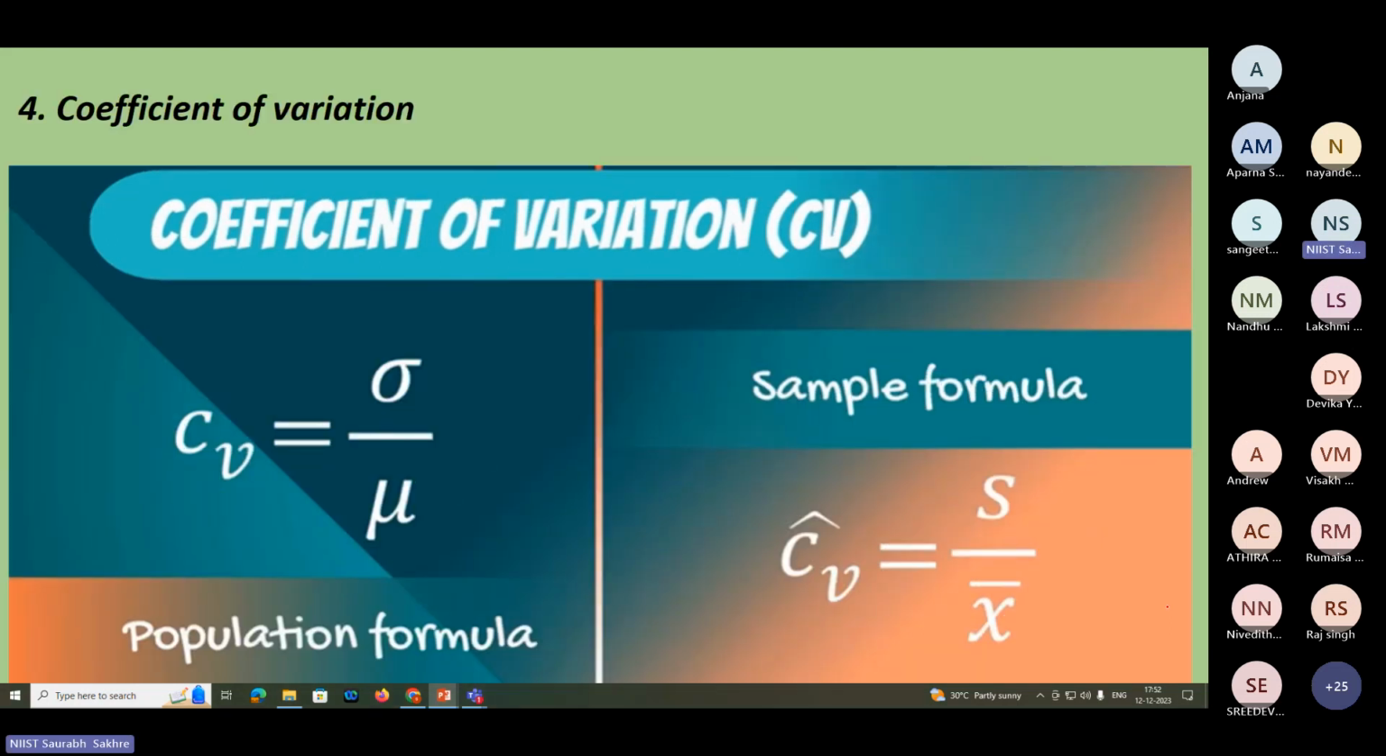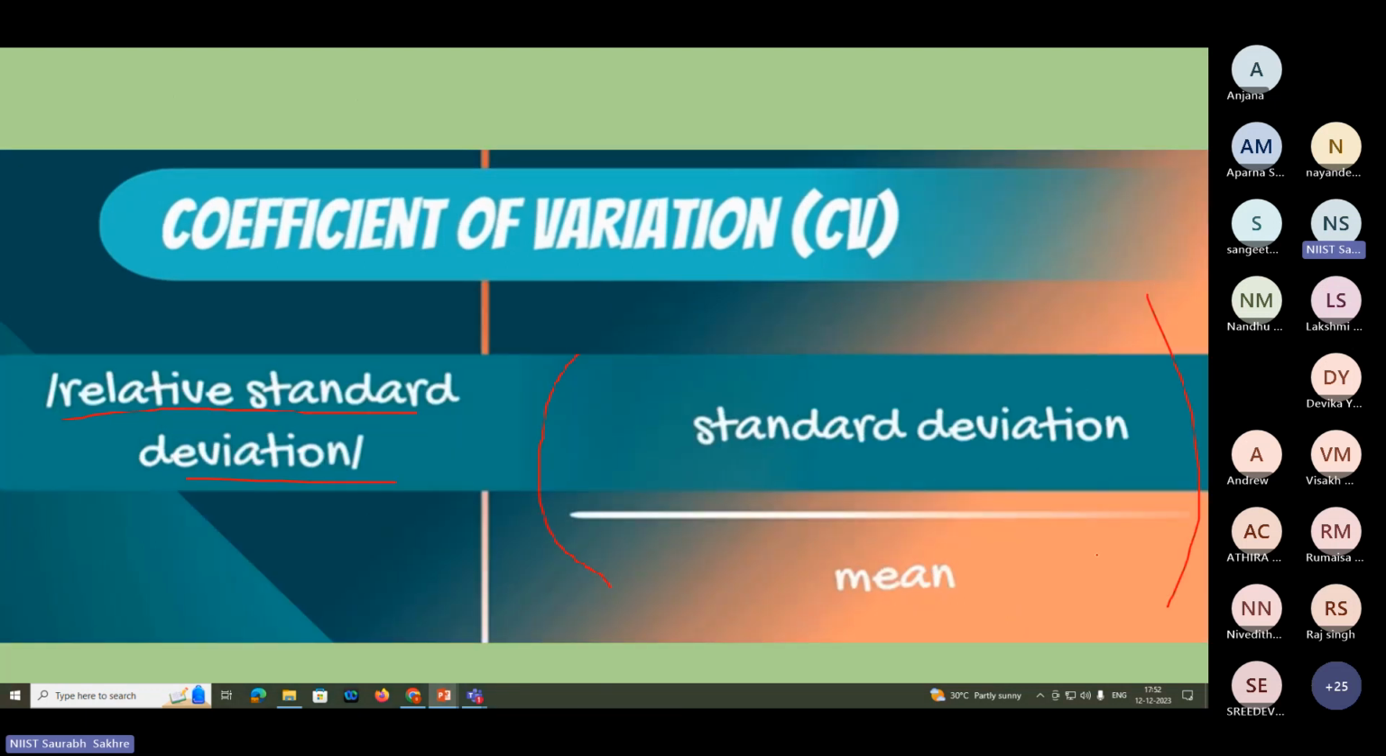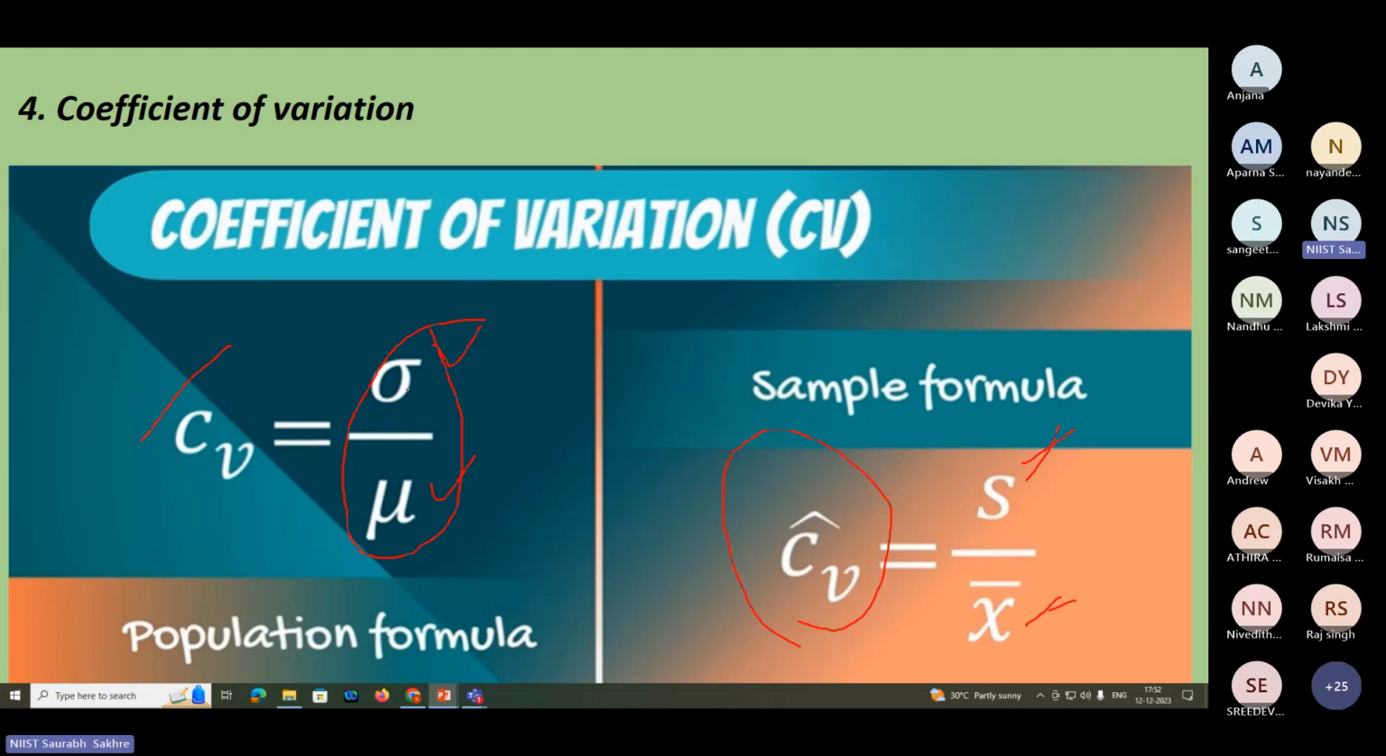Suppose sigma is the population standard deviation and mu is the population mean. I divide population standard deviation by population mean and get CV, the coefficient of variation for population. And suppose S is the sample standard deviation and X bar is the sample mean. I divide them and get CV cap, the coefficient of variation for sample. This is standard deviation, this is mean. You can see standard deviation by mean. For population, sigma by mu. For sample, S by X bar.